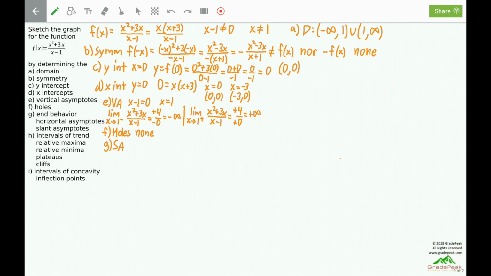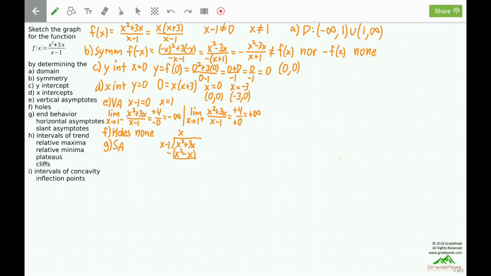The slant asymptote can be determined by dividing the x minus 1 denominator into the x squared plus 3x numerator. We need to multiply x by whatever is needed to make it match the first term, which is x squared. That will be an x. Since x times x will be x squared, we now multiply this x times this x minus 1, which will be x squared minus x, and we subtract that from the one above.